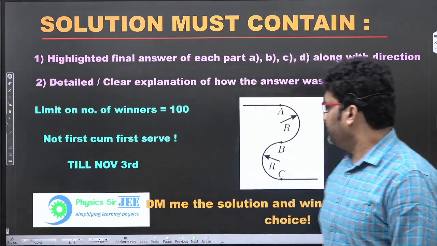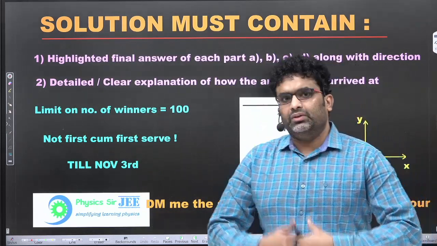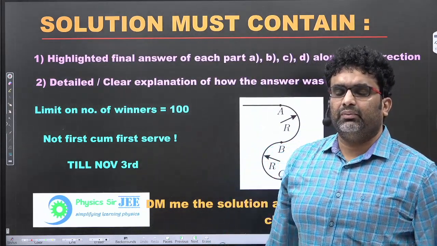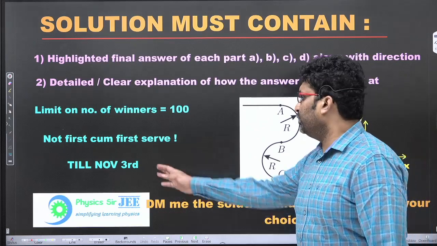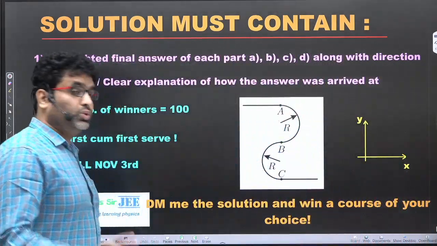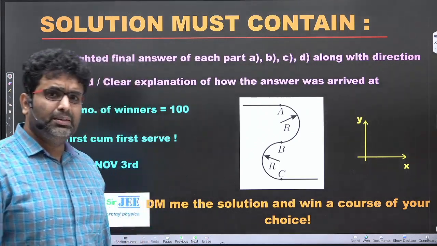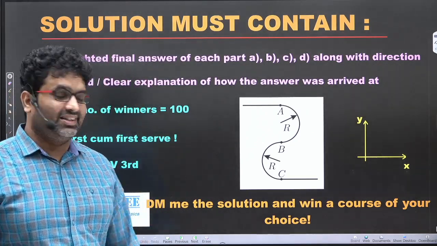The deadline is November 3rd, but it's always better to give the solution as soon as possible, because the window might close, since the limit for the number of winners is lower, and more students would be participating this time because the chapter is from particle mechanics and not rotational mechanics.